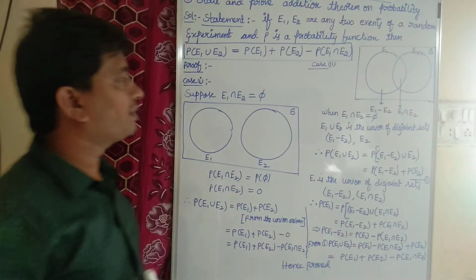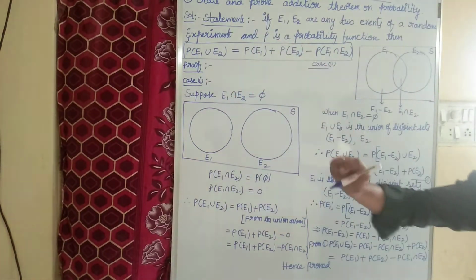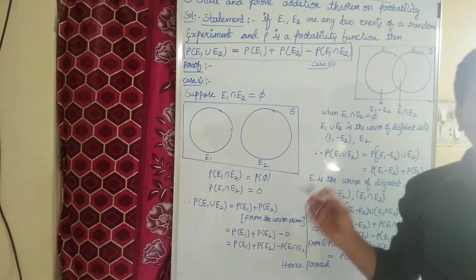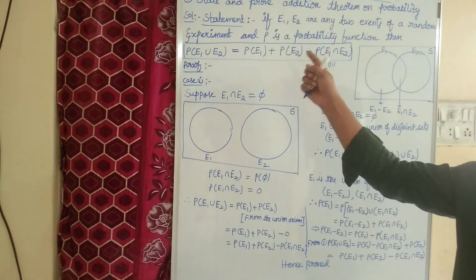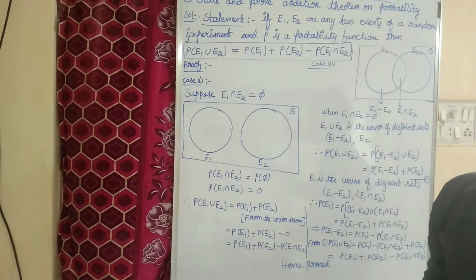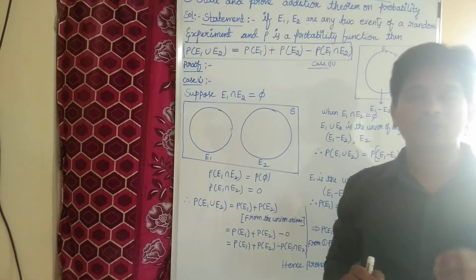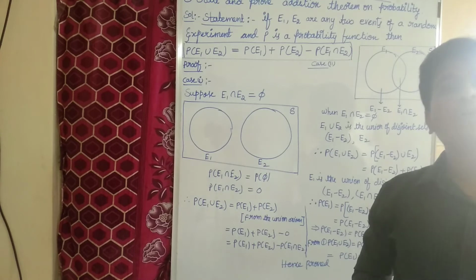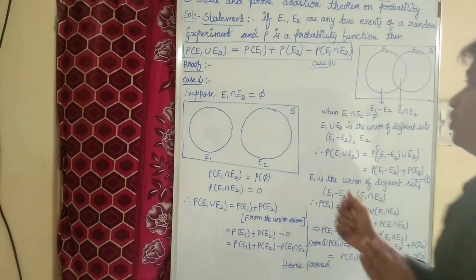So children, if you write the statement, you will get 1 mark, and if you write this formula, you will get 1 more mark. So in total, if you write the statement and formula, you will get 2 marks. No doubt at all, because this is a 7-mark question. So try to remember the statement: E1, E2 are two events of a random experiment, and P is a probability function.